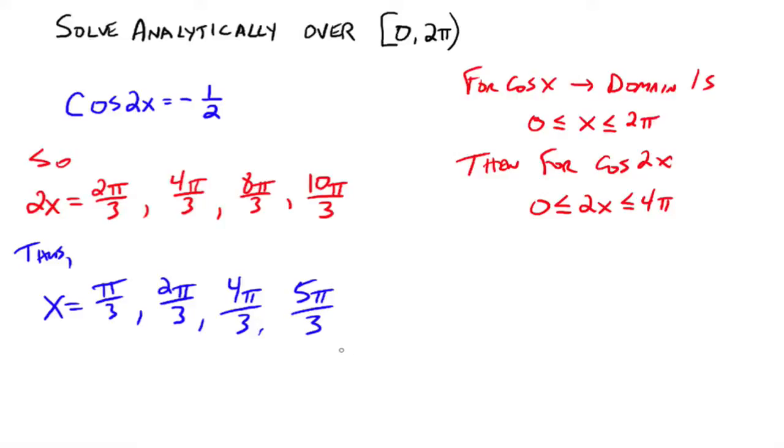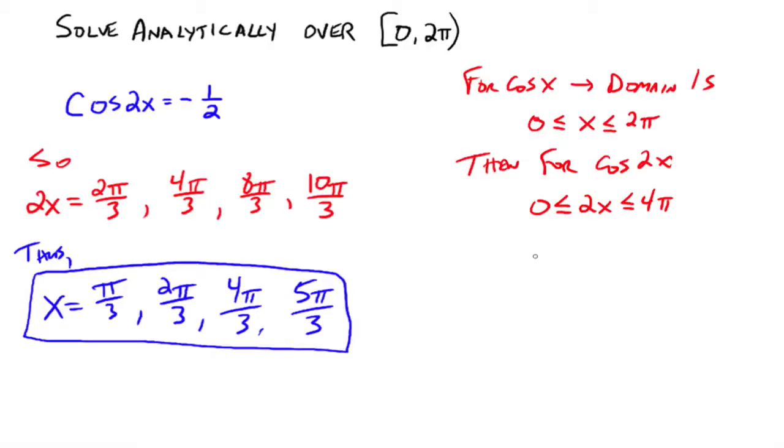So there are 4 numbers here, and notice that all 4 of these numbers are between 0 and 2 pi. Remember, we're looking for all the solutions to this equation that are between 0 and 2 pi. Well, there are 4 of them. If you take any one of these numbers and plug them in up here for x, you will get a true statement.